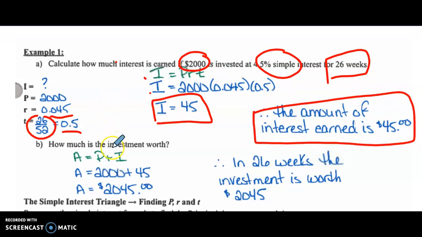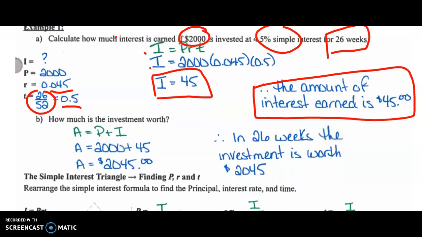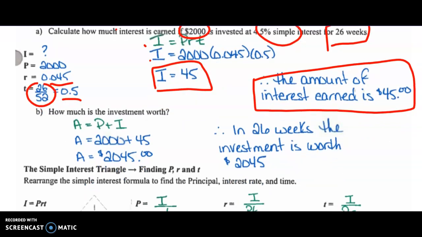And how much is the investment worth? Well, you start with 2,000, you earned 45, and you're at 2,045. Okay.